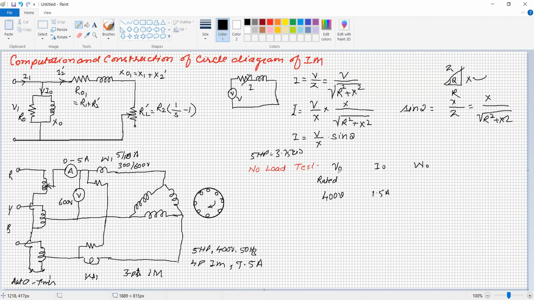So from the no load data, V0, I0 and W0, where V0 is the rated voltage, I0 is the no load current, and W0 indicates the constant losses, which is the combination of iron losses plus rotational losses. Now the block rotor test.